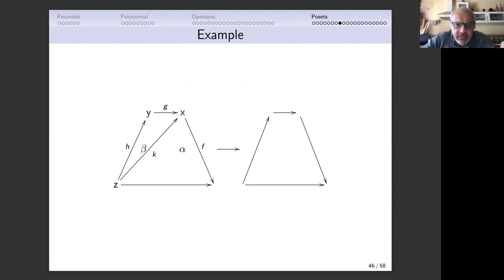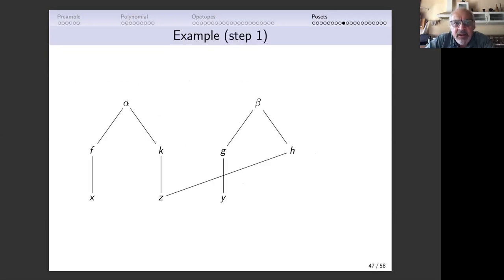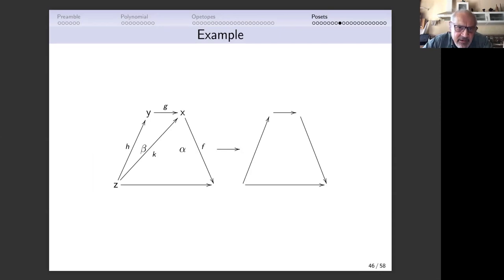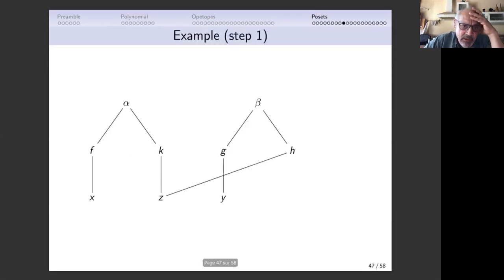So remember, there are two cells. The two cells are alpha and beta, and the one cells are here. And F, K is the source of alpha, etc. So you see, from here I get this order: alpha has sources F and K, beta has sources G and H, and F has source X, K source Z, and G source Y. Let's just check that K has source Z. Yes, K here has source Z. Okay, so we have everybody here, good.